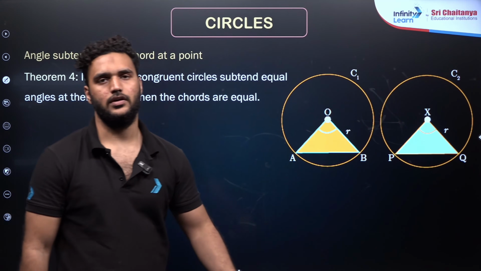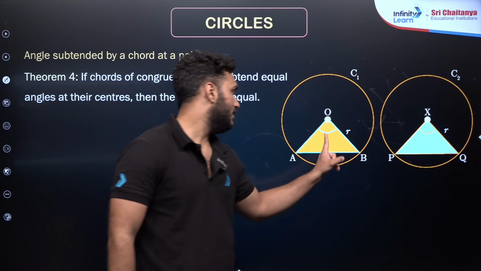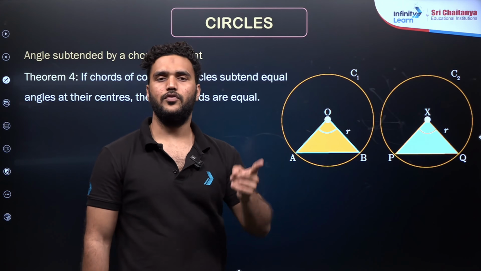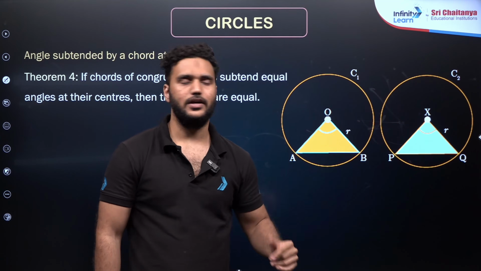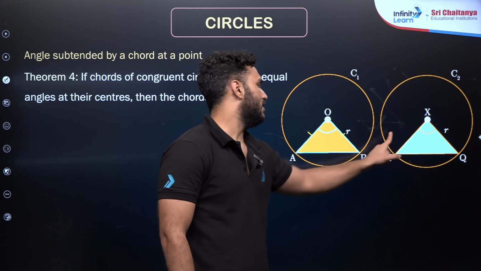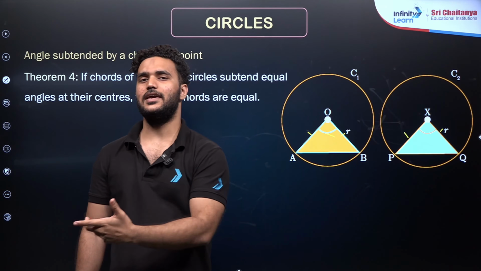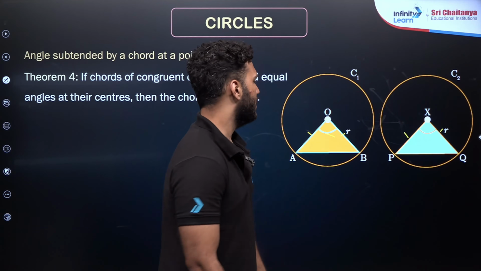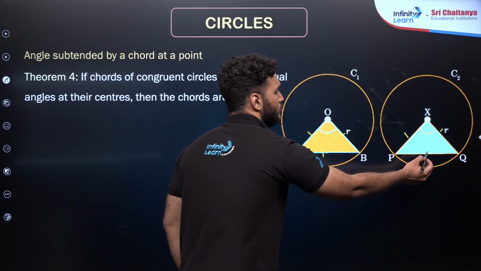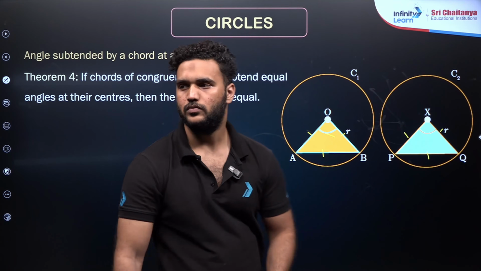Now this is just the converse of it. At that point the chords were given to us as equal. Here the angle is given equal. There you prove that the angle is equal. Here you have to prove the chords are equal. They are congruent circles. Then this value is R, this value is R, this value is R, this value is R. This angle and this angle are equal. Using SAS, we can prove that this triangle and this triangle are congruent. And for congruent triangles, the corresponding sides should be equal. This line and this line will be equal. AB will equal PQ.